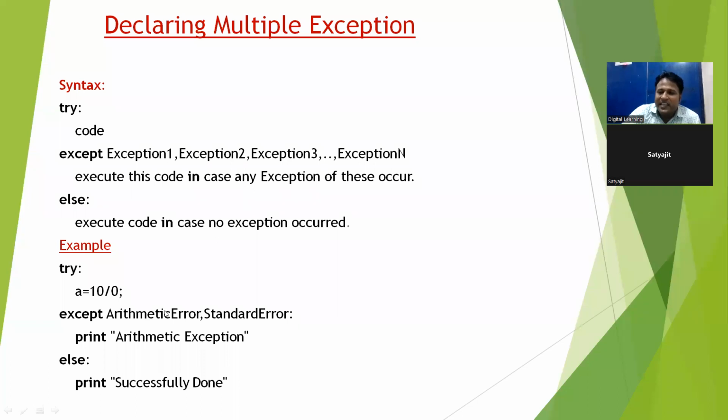A single try block can handle more than one exception. So if you are expecting that more than one exception may appear, you have to use the except statement: except exception 1, exception 2, exception 3, up to exception n. So try with except statement: try 10/0, except arithmetic error, then standard error.